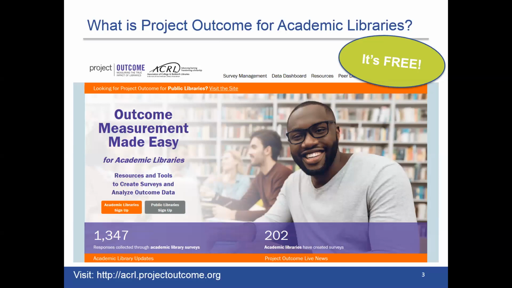And one thing that I like to emphasize in these presentations is that this toolkit is really for everyone. It's not only for people with assessment in your job titles or descriptions. So I'm assuming many of you here today maybe are active instruction librarians, and we hope that there will be something in these tools that will help you in your roles. Project Outcome for Academic Libraries is based on a model developed and tested by the Public Library Association, which has been in the field since 2015.